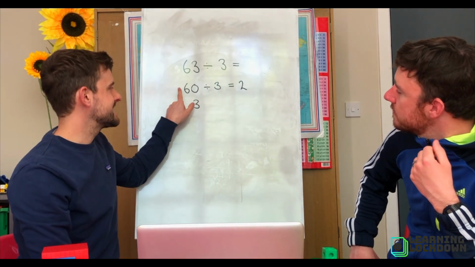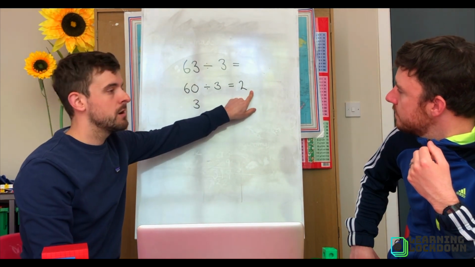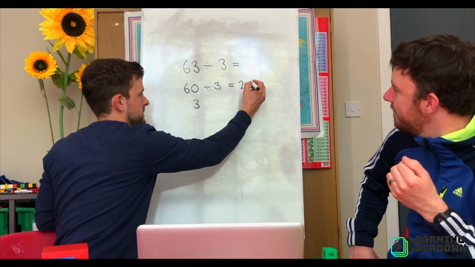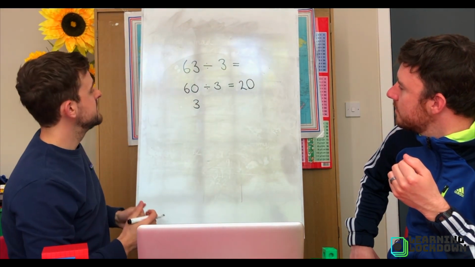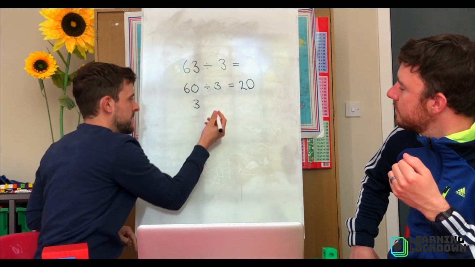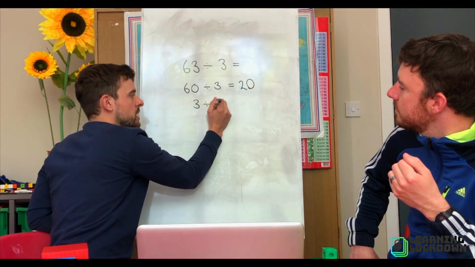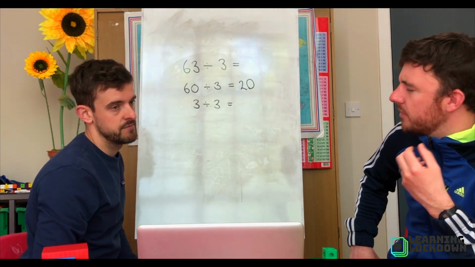But that wasn't 6, it was 6 lots of 10. So this number's 10 times greater. So what's going to happen to our answer? It's going to be 10 times greater as well. So 60 divided by 3 equals 20. Now we've done the 10s, let's do the 1s. 3, we're still dividing by 3. How many lots of 3 go into 3? Or how many groups of 3 can you get from 3?